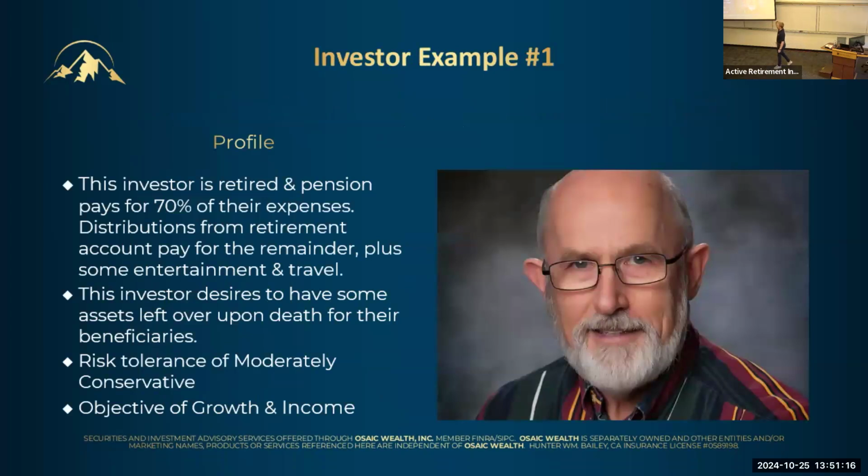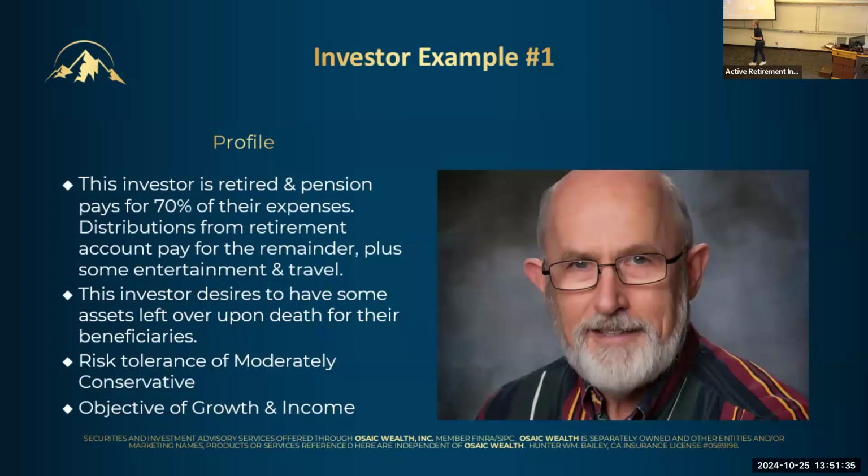So we're going to start with our first investor. This person is retired, and his pension pays for 70% of expenses, almost covered. Distributions from retirement accounts pay for the remainder, plus a little bit of entertainment and travel. I like to recommend that people have a little bit of fun, and this guy's having a little bit of fun. He's doing it right.